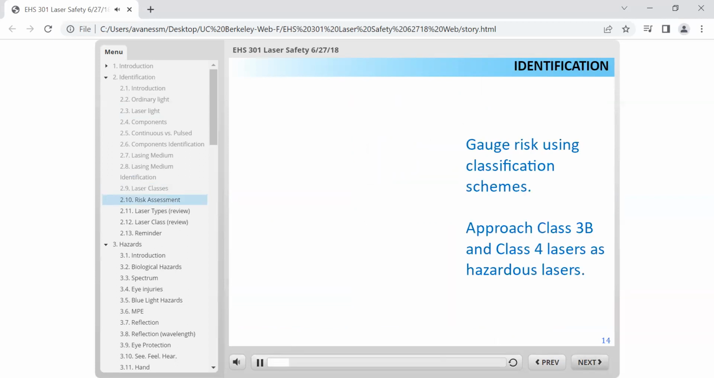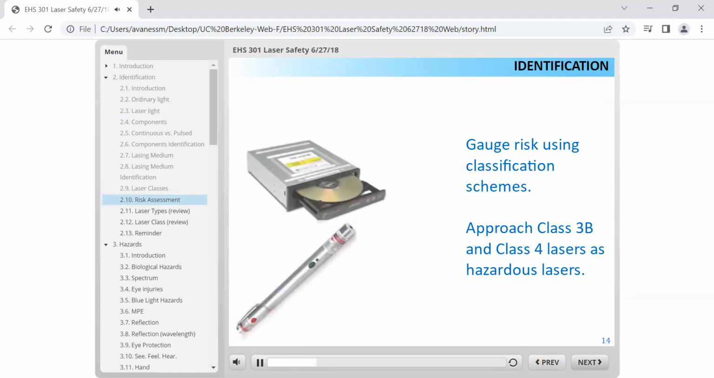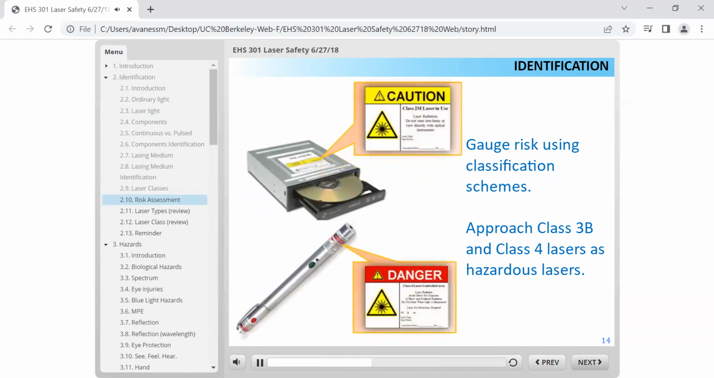Laser classification schemes were developed to help you gauge the level of risk. As you approach lasers, read the affixed label. Keep in mind that Class 3B and Class 4 lasers are the most hazardous. In fact, these are the only lasers regulated by the University of California.